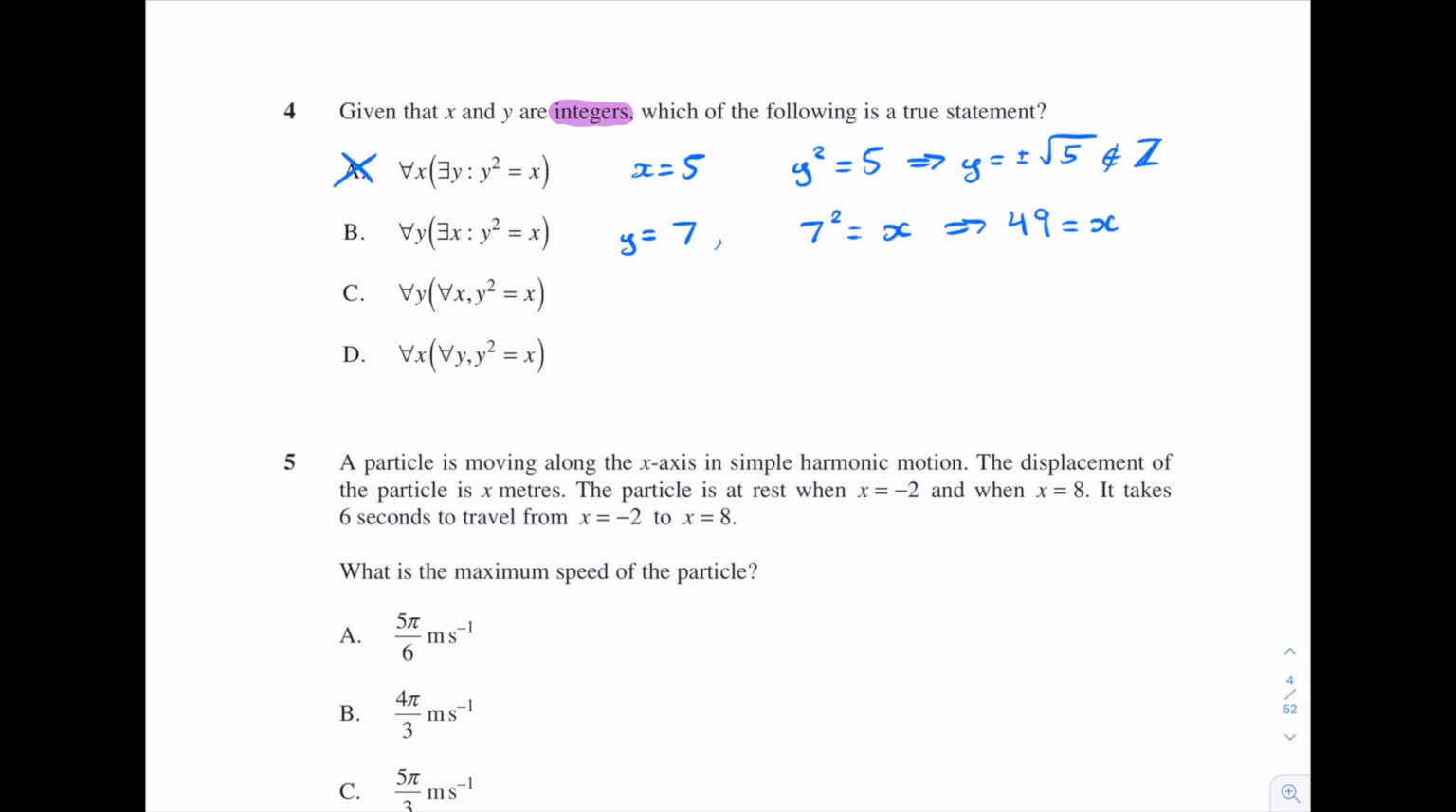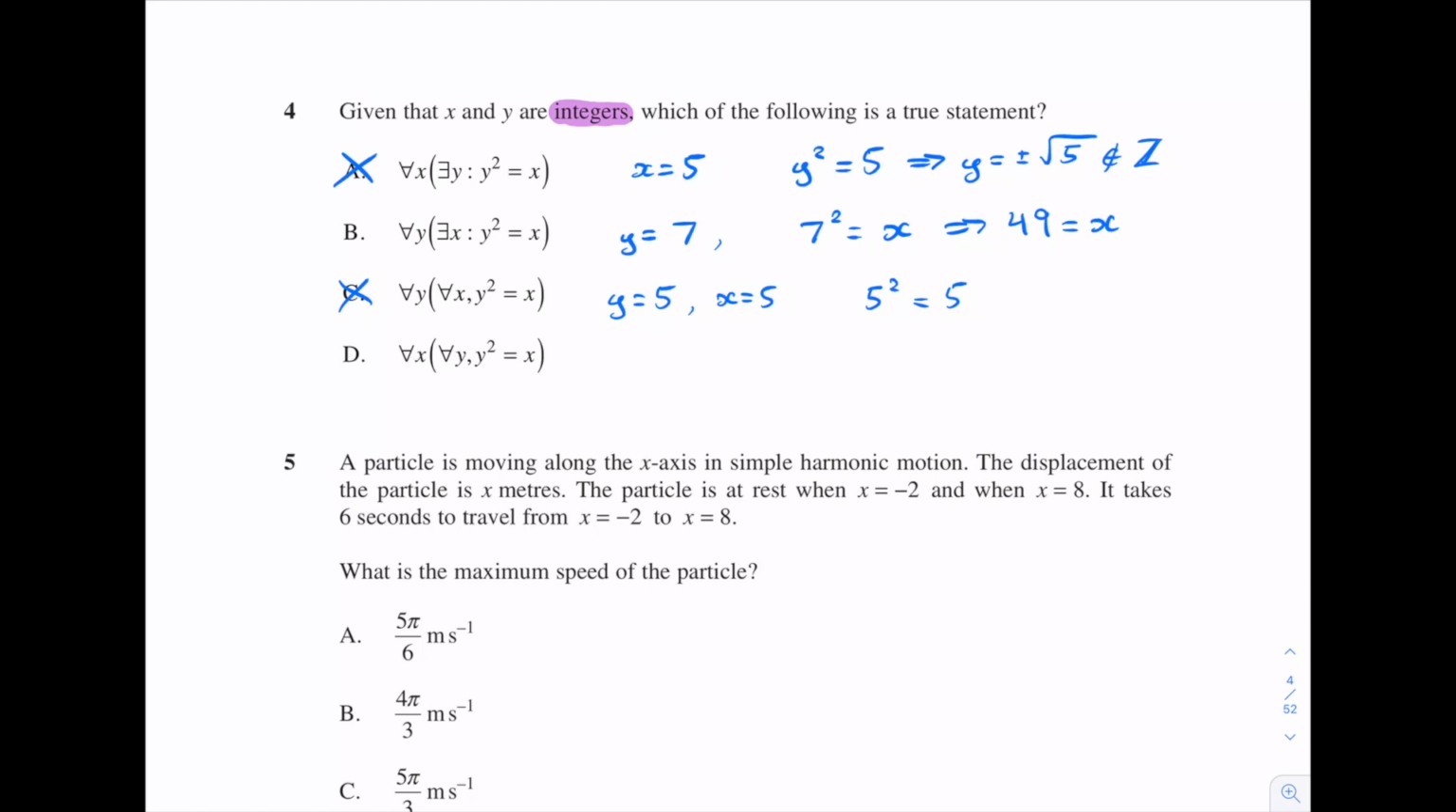If I quickly check the next two, for every y, for every x, y squared equals x. Well, that's not true. If it's for every y, we can pick any y that we like. So let's pick 5. And if it's for every x, we can pick any x that we like. Let's also just pick 5. Why not? It could be any number. And this is saying that 5 squared, which is y squared, equals x, which is also 5. Clearly that's not true.